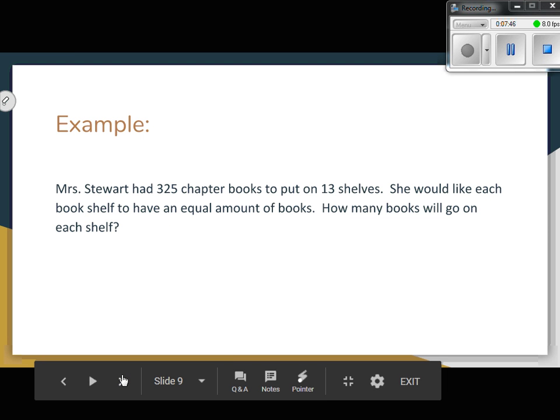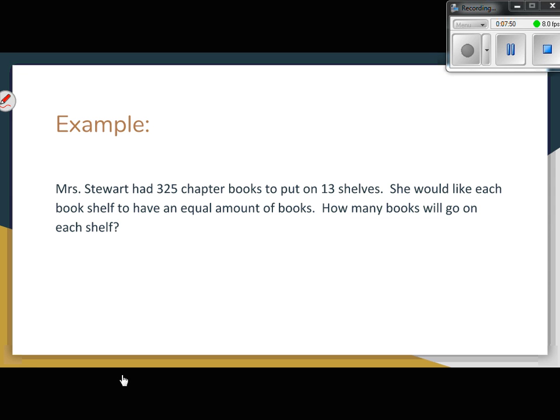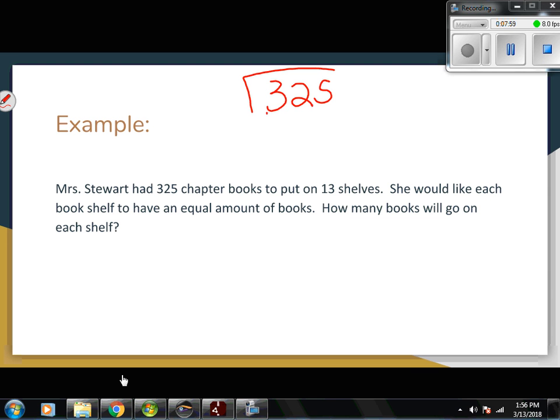Okay, Mrs. Stewart had 325 chapter books to put on 13 shelves. She would like each shelf to have an equal amount of books. How many books will go on each shelf? So we're taking her total amount of books and dividing it up by her shelves. Okay, 13 will go into 32 2 times. 13 times 2 is 26. Subtract, 12 minus 6 is 6.